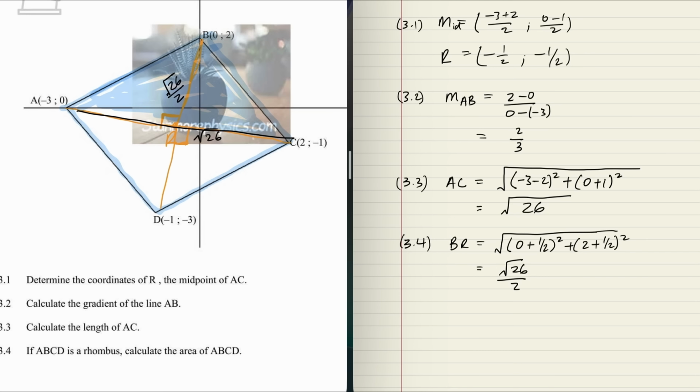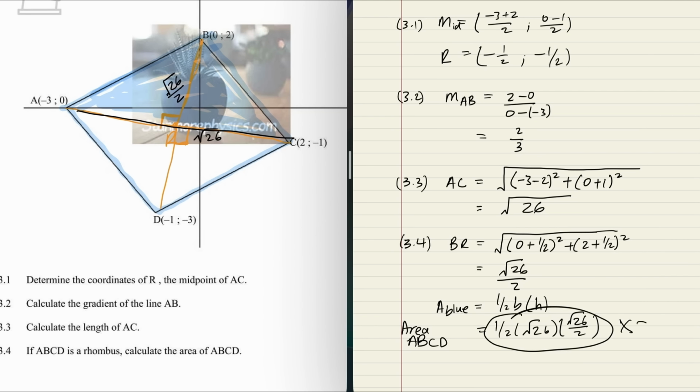So the area of the blue triangle is going to equal half base times height. So half, the base is square root 26 multiplied by the height, its perpendicular height, square root 26 over 2. Now if we want to calculate the area of the whole shape, all we need to do is multiply, so area of ABCD, we're going to multiply this by 2, and that's going to give us an answer of 13 units squared.